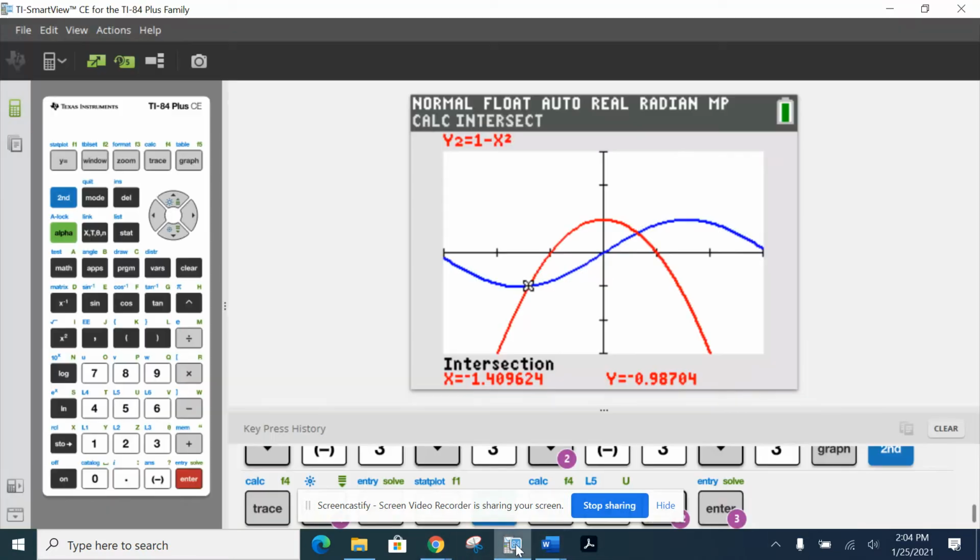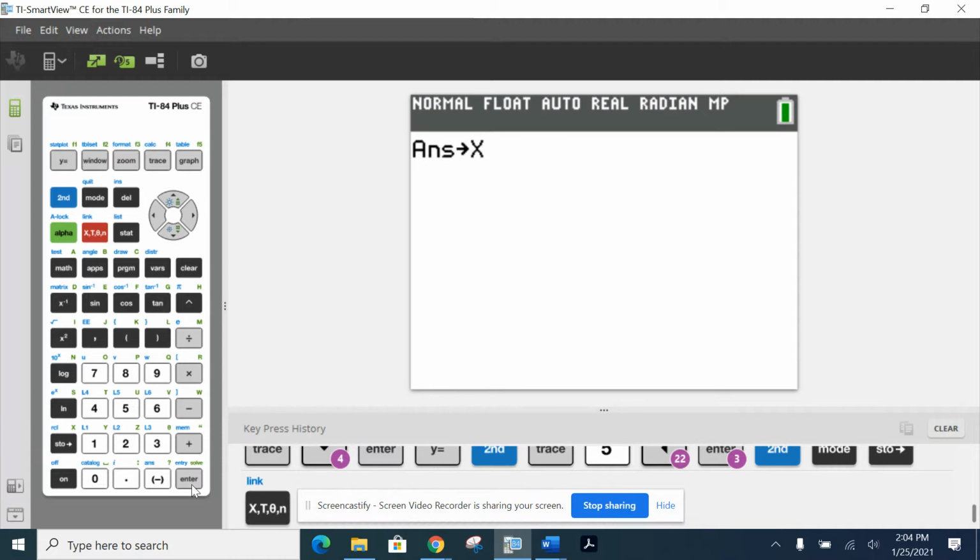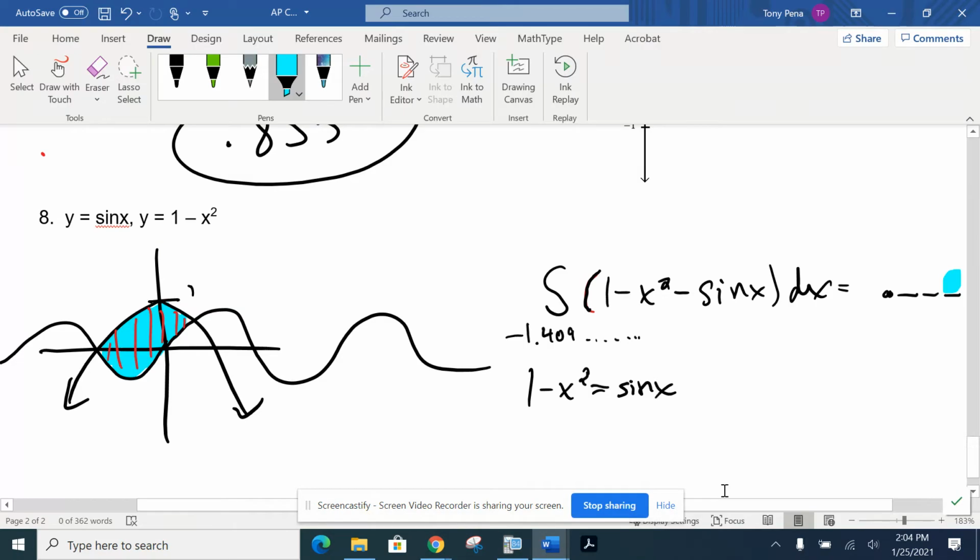So let's go to here. Now this did not work last period, so I'm going to see how this works this period. What you want to do is, as long as this was the last thing that you found, go ahead and quit. Immediately hit store that as x. And remember, it was a negative 1.409. So when I now hit enter, you're going to see x is now stored as that negative 1.409. So if I go back to my paper, I'm just going to enter that as x, because I have that stored.